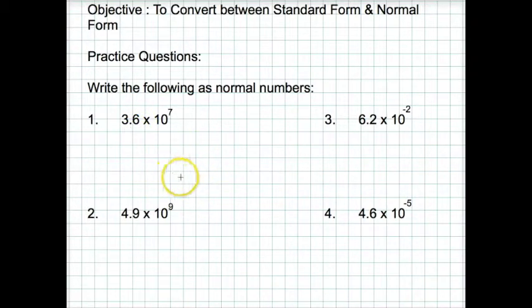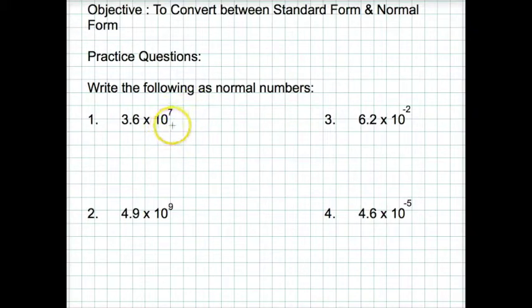Welcome back. Let's now go through these together. What we've got to do here is write 3.6 times 10 to the 7 in its normal format. So we're taking it out of standard form. Basically what this means is we're going to multiply 3.6 by 10 to the power of 7, or 10 times 10 times 10 times 10 times 10, 7 times.